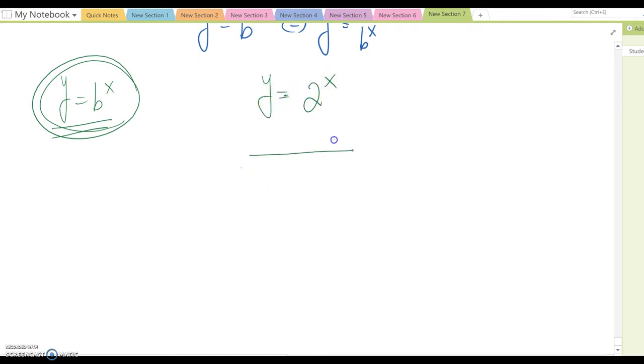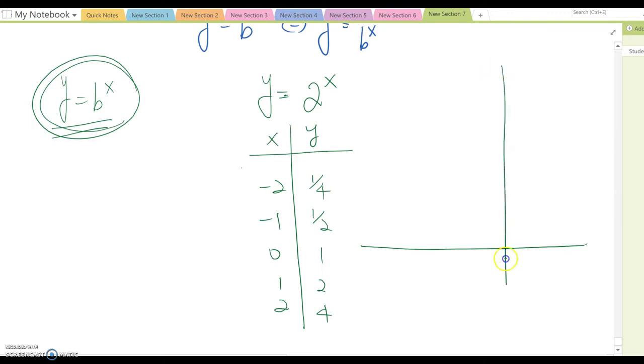Then we can find some x points here, maybe negative 2, negative 1, 0, 1, 2. Then these values all become 1/4, 1 over 2, 1, 2, 4, like that. So if you draw the graph of this function, it is going to be somehow like this here, right?